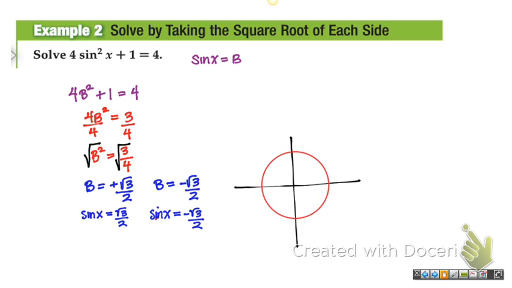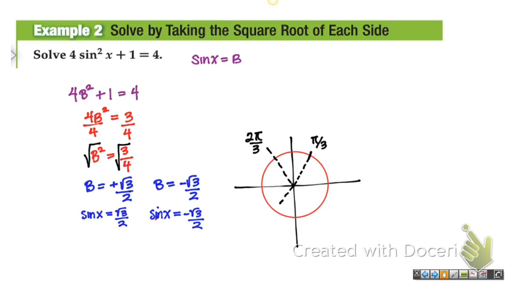Okay, there's my unit circle. Find all the places where the sine is equal to positive and negative root 3 over 2. So the sine is equal to root 3 over 2 anytime you're at 60 degrees, right? So that's going to be positive pi over 3. That's one of the values where the sine is equal to positive root 3 over 2. Here's the other one, 2 pi over 3. So 60 degrees in the second quadrant.